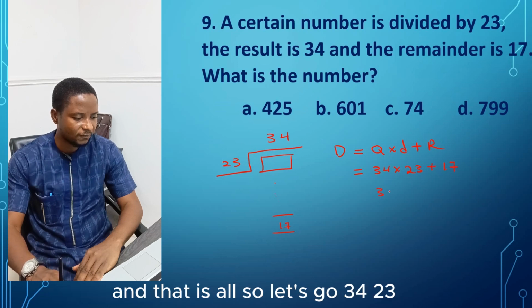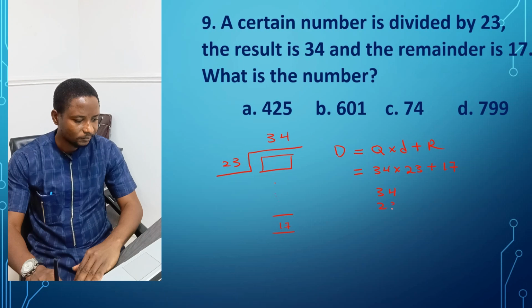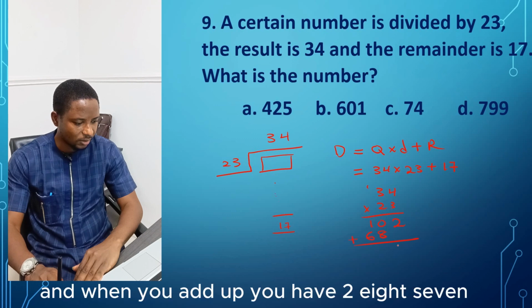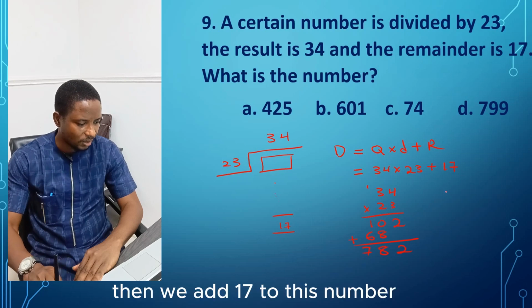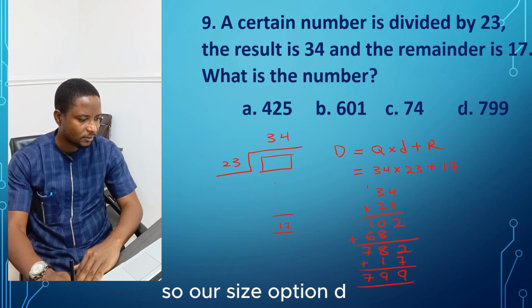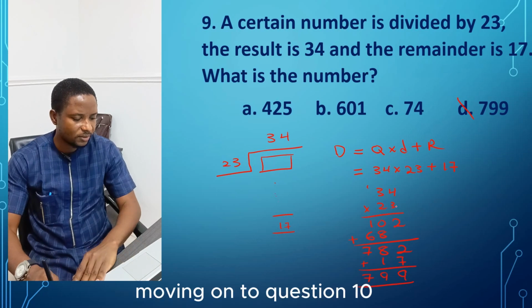So let's go. 34 times 23. 3 times 4, 12, carry 1, 3 times 3, 9 plus 1, 10, 2 times 4, 8, 2 times 3, 6. And when you add up, you have 782. Then we add 17 to this number. So you have 799. So our answer is option D. Moving on to question 10.